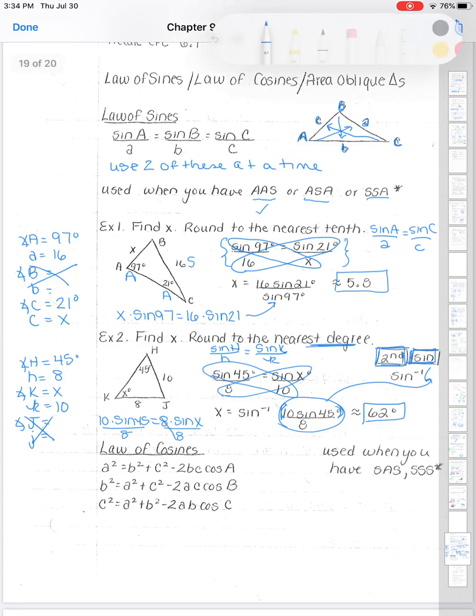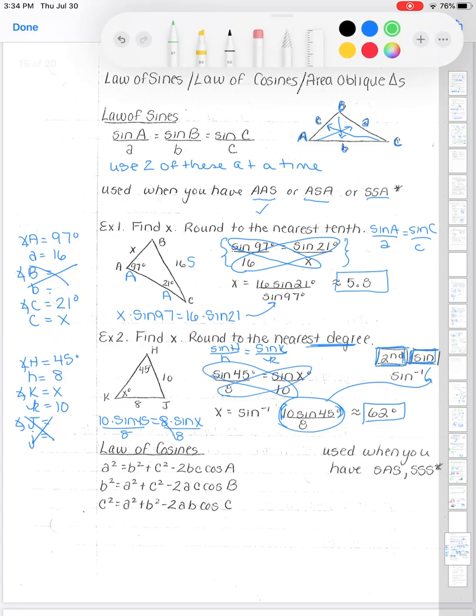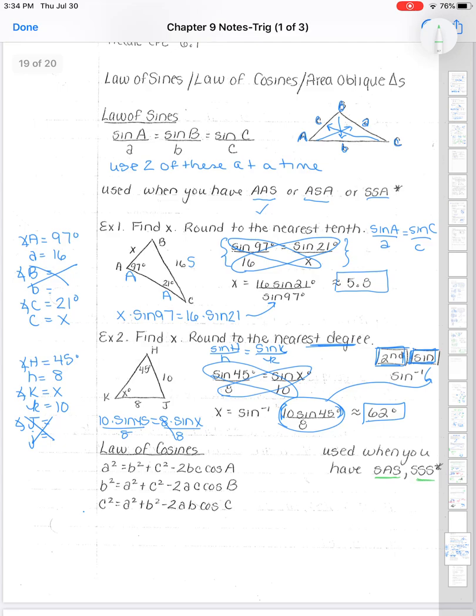So that's law of sine. Law of cosine, you use it when you have SAS or SSS. Okay, and these are your three formulas that you're going to work with.